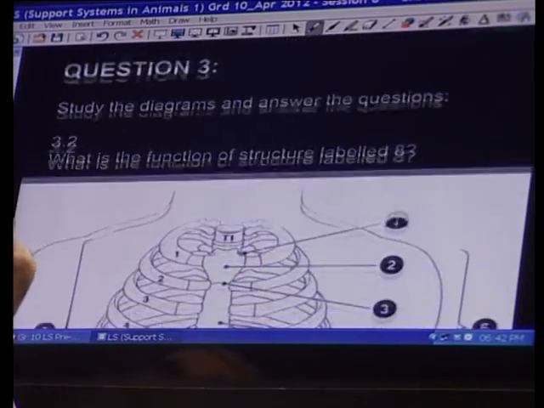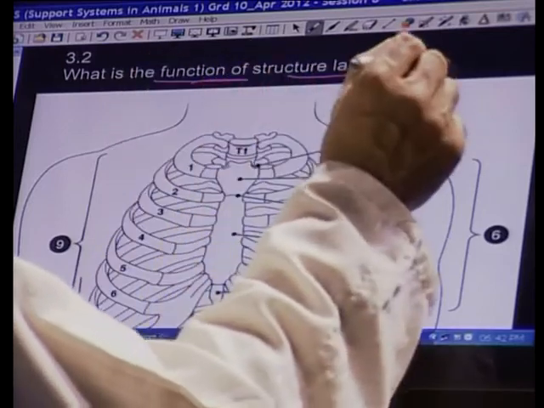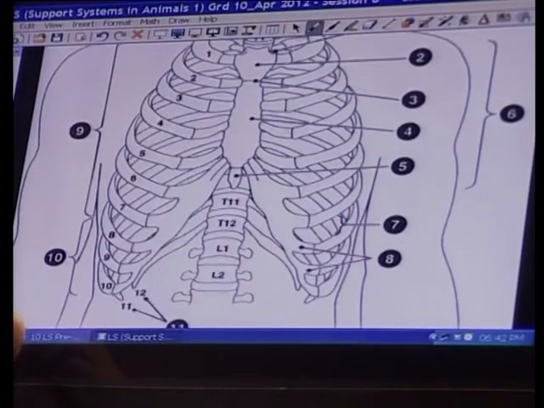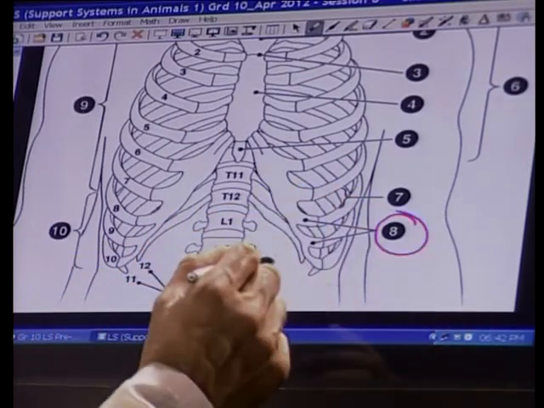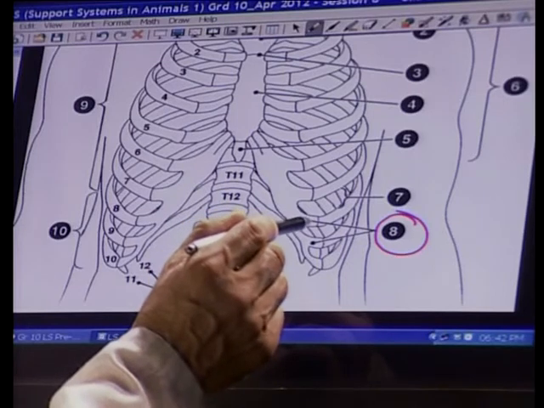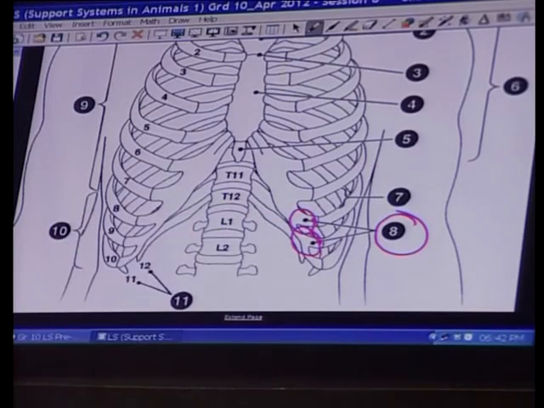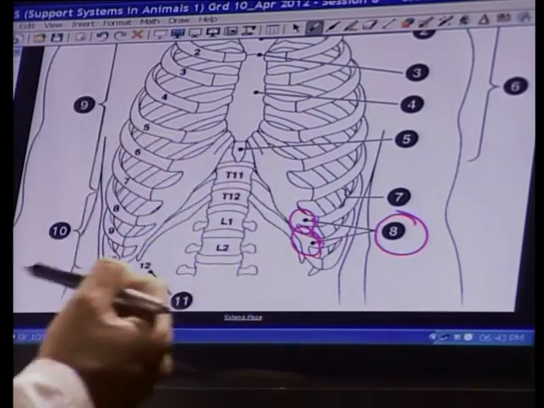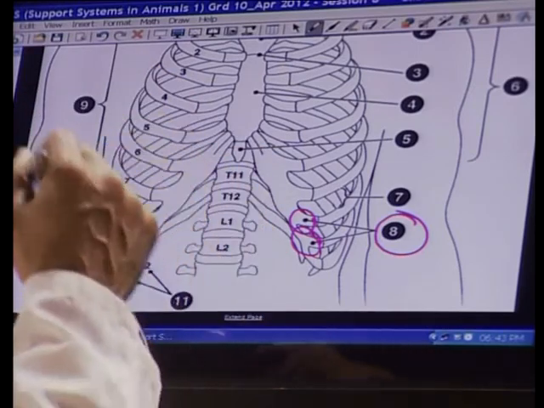We're still busy with the same diagram. What is the function of structure labeled 8? Now we need to go to the diagram, look for structure number 8. And there's 8 there. And structure number 8 is talking about these structures that we said earlier in our discussion are not the rib bone, but other structures found there, and these structures are hyaline cartilage.